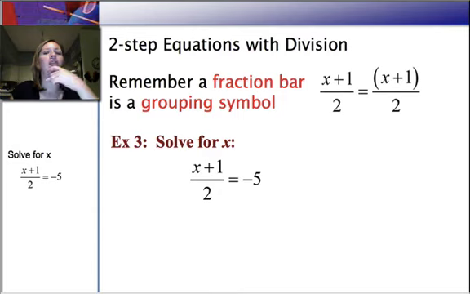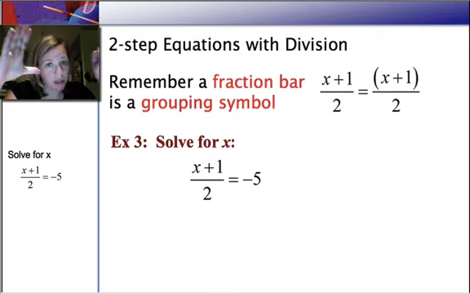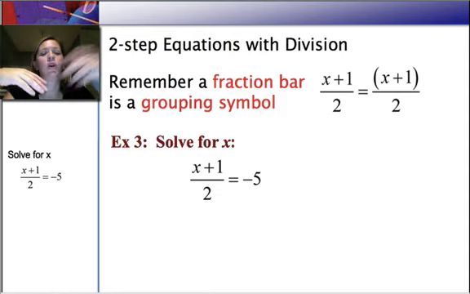Okay, so now I want to talk about equations with division. The last two examples had multiplication in them. They may have had addition or subtraction, but every single one of the last two examples had multiplication. So there's some different types of problems that might have division. You have to consider whether or not you have a fraction bar, which is really a grouping symbol, and that changes what you're going to undo last, or not.